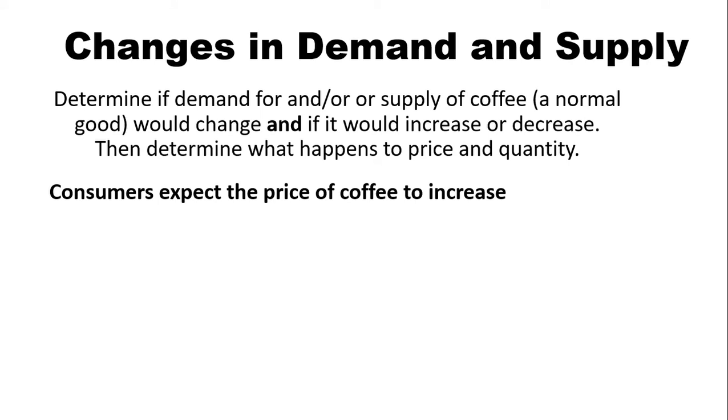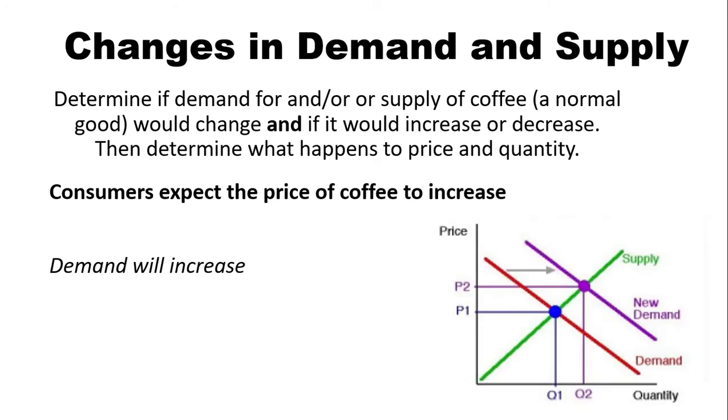Now, expected future prices is on both the list for demand and supply, but this one specifically says that consumers expect it. So you see the word consumers or consumption, it has to be demand. So if we expect coffee to go up in the future, that means, okay, I don't want to wait till it goes up in price. I want to buy it now. So demand is going to increase now. And if demand increases, and again, demand's a nice one, everything moves in the same direction, price and quantity will both increase.